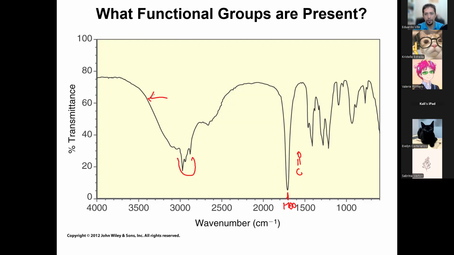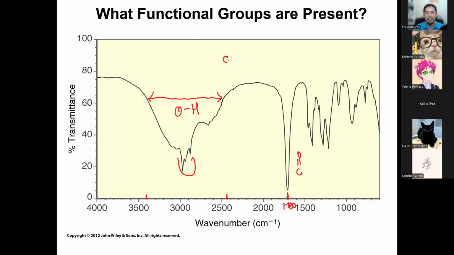You're seeing this weird long valley right here, right? What is that? Very broad. Yeah. What is that? It's about 1000 wave numbers broad. So what is it when something is very broad, 1000 wave numbers, it overlaps the CH3s and it almost looks like a beard, right? Yeah, hydroxyl. Excellent. This is the OH, the hydroxyl of what?